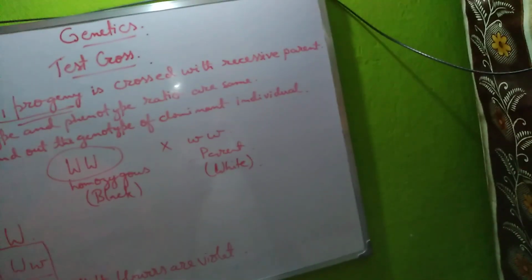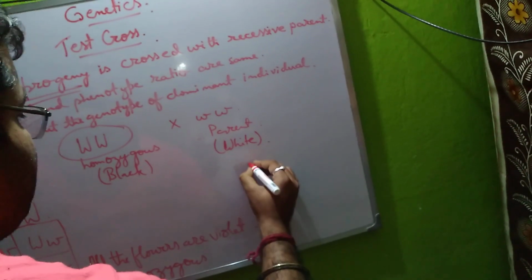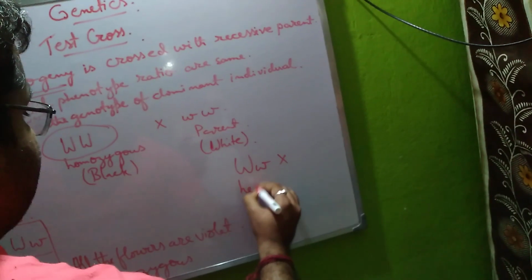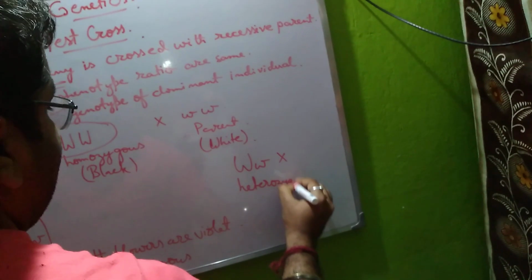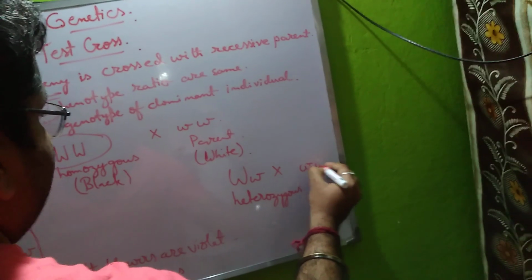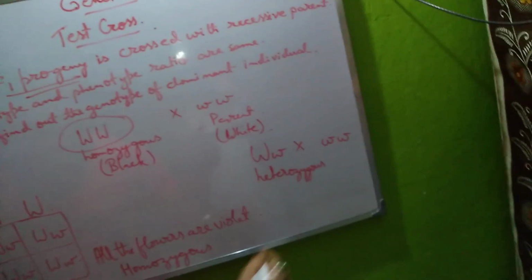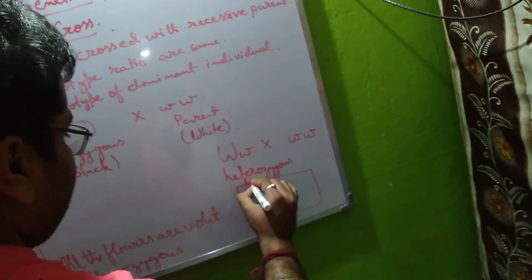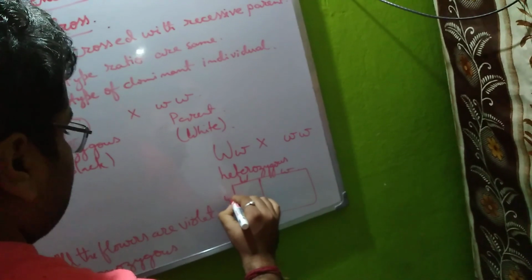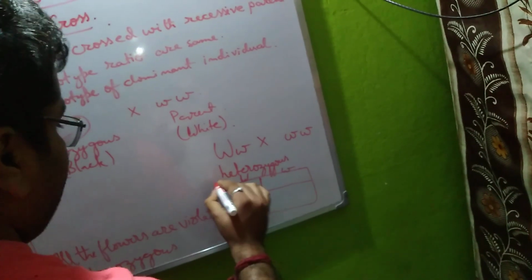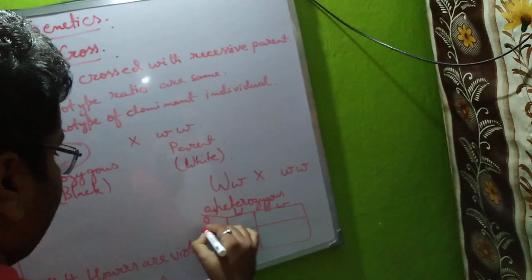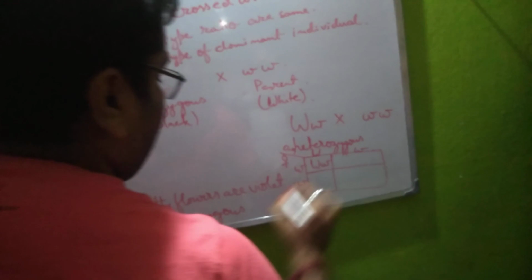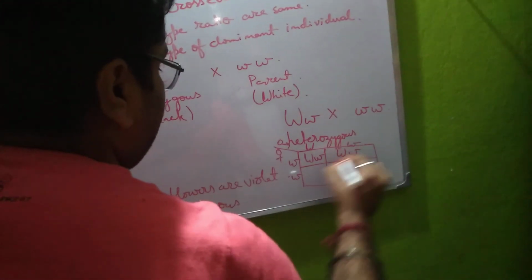Now if it was a heterozygous one, suppose I have taken the F1 offspring to be heterozygous and I have crossed it with a recessive parent. So what I will be getting from here is capital W, small w, small w and small w. So from here I will be getting capital W, small w, capital W, small w.